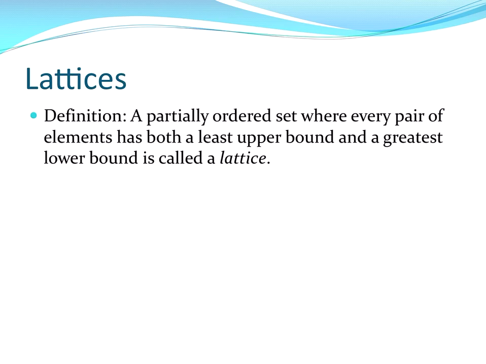All right, one more definition, lattices. We say that a partially ordered set where every pair has both a least upper bound and a greatest lower bound is called a lattice. Let's look at some examples.